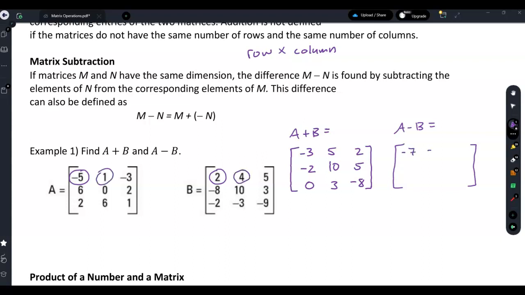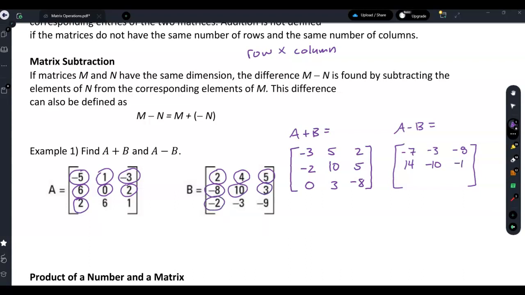1 minus 4 is -3. -3 minus 5 is -8. 6 minus a -8. Subtracting a negative is the same thing as plus, so that's really 6 plus 8, which is 14. 0 minus 10 is -10. 2 minus 3 is -1.